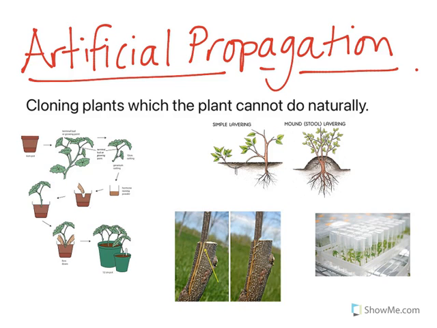Now, if we have a look at artificial propagation, this is the way that we, humans, produce clones of plants that the plant can't do naturally. There are cuttings, such as leaf cuttings or stem cuttings. There's layering, where you can peg the stem of a plant down so it starts to grow roots, and then you can cut it off and it'll grow independently.